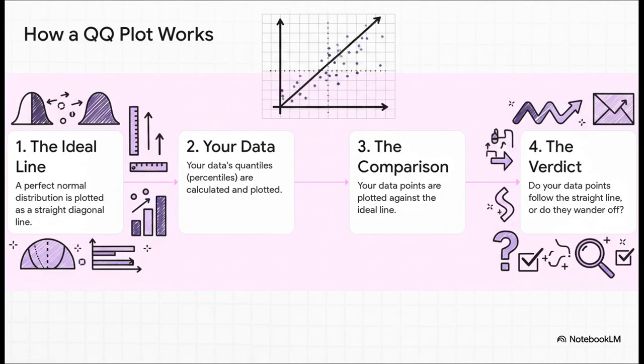So here's the game plan conceptually. First, the plot draws a perfectly straight diagonal line. This line is our benchmark. It's what the data should look like if it were perfectly normal. Next, the computer crunches the numbers and finds the quantiles for your actual data. Then comes the comparison. It plots your data's quantiles as a series of dots against that ideal straight line. And the last step? That's your job. You just look. Do your dots hug that line or do they veer off course? The answer is right there in front of your eyes.